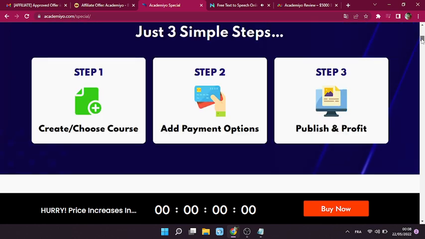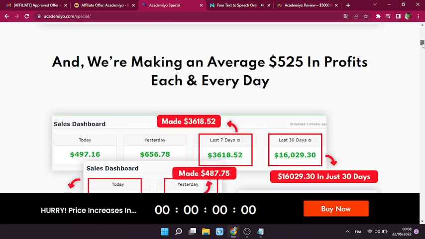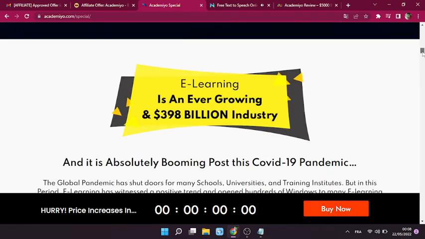Step 3. Publish and dump profits. Publish your courses on your own branded e-learning site and keep 100% of the leads and profits in your pocket.